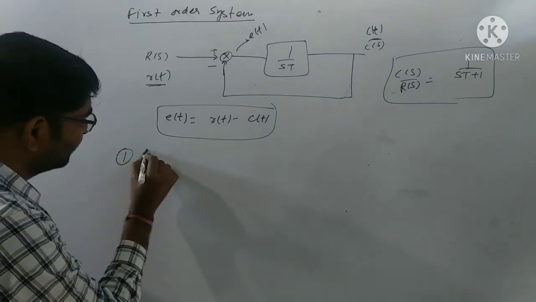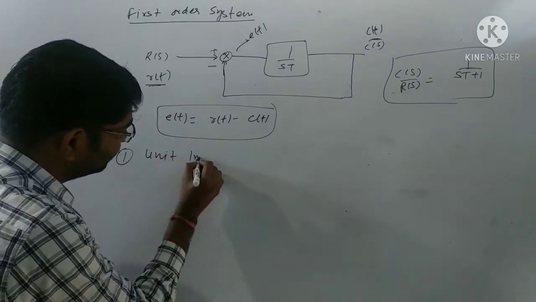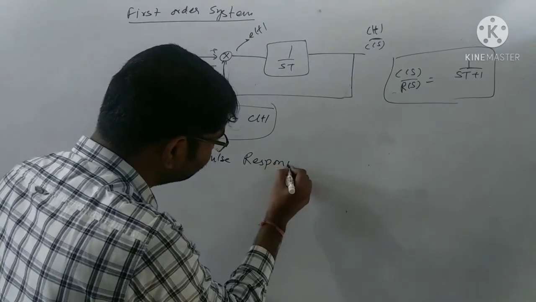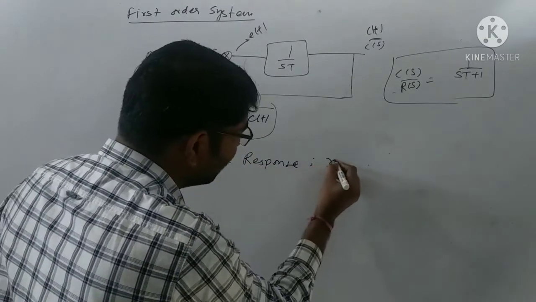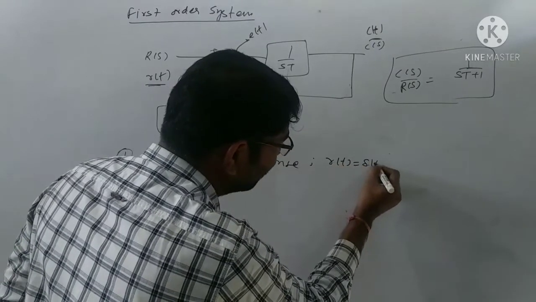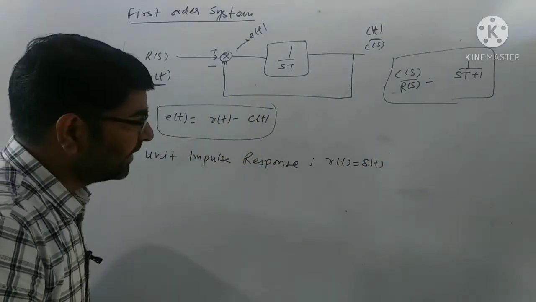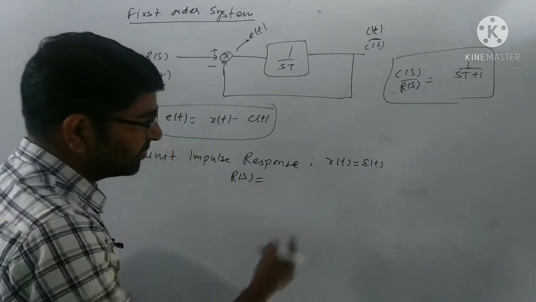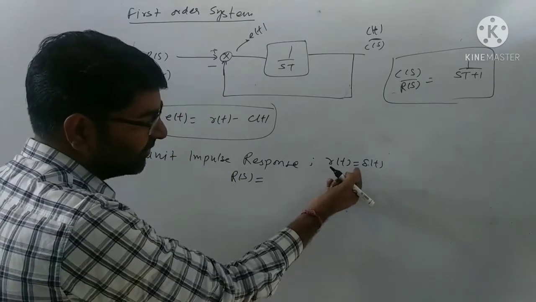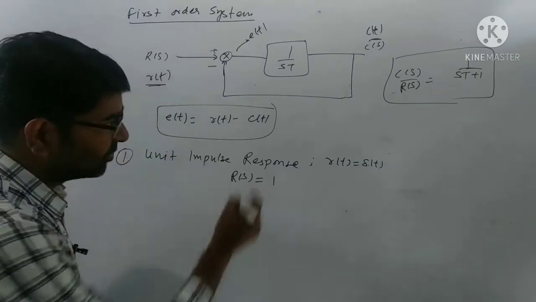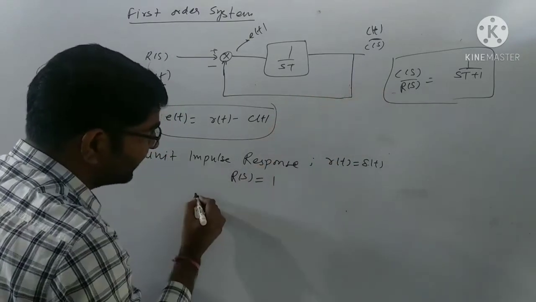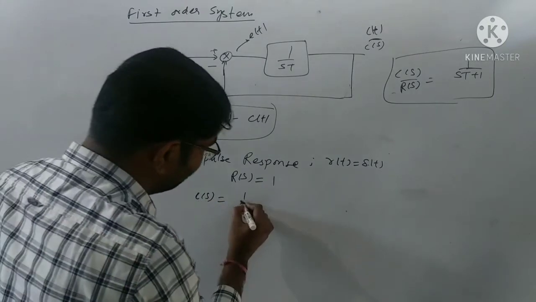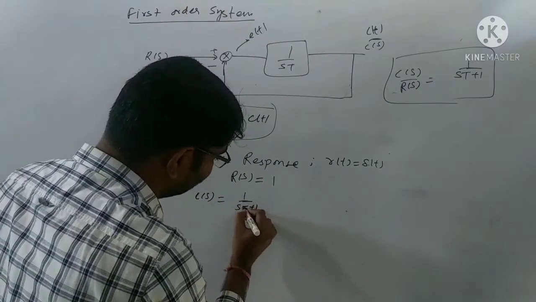The first one is unit impulse response. That means R(t) is delta(t). In the Laplace domain, the Laplace of delta(t) is 1, so put this R(s) as 1 here. So we got C(s) = 1 over sT plus 1.